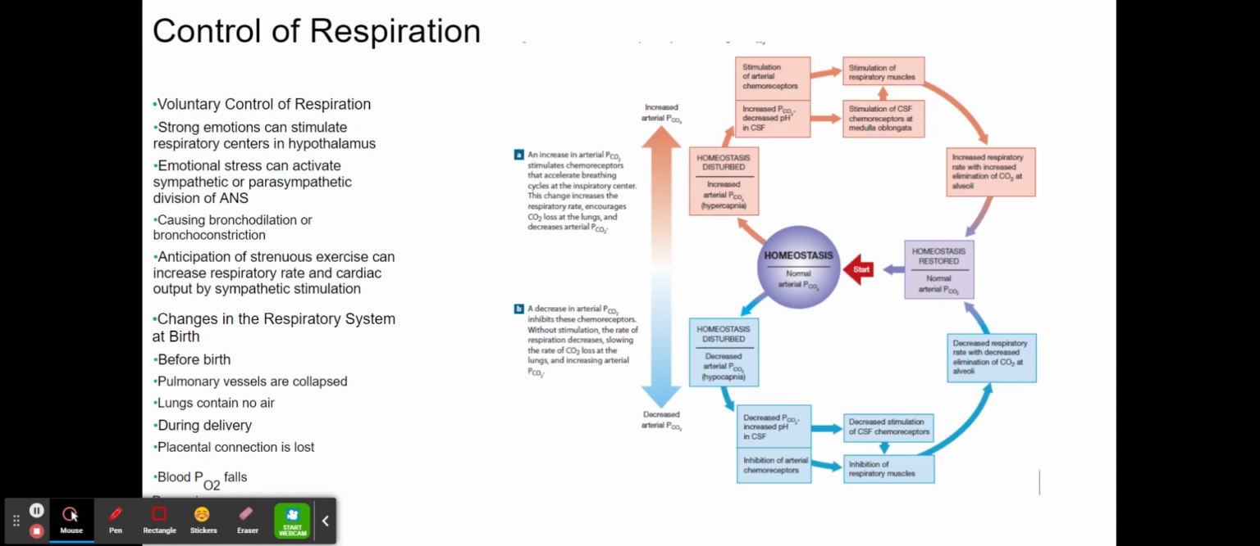Activity of the cerebral cortex has an indirect effect on the respiratory centers, as the following examples show. Conscious thought processes tied to strong emotions, such as rage or fear, affect the respiratory rate by stimulating centers in the hypothalamus. Emotional states can affect respiration by affecting the sympathetic or the parasympathetic division of the autonomic nervous system. Sympathetic activation causes bronchodilation and increases the respiratory rate, while parasympathetic stimulation has the opposite effect. An anticipation of strenuous exercise can trigger an autonomic increase in the respiratory rate, along with increased cardiac output by sympathetic stimulation.